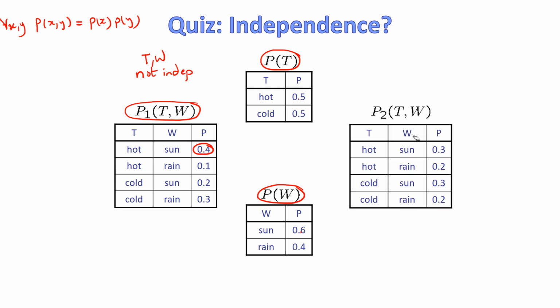Okay, now how about this distribution? This is another joint distribution. So assume that we have this joint distribution along with these two marginal distributions. So forget about this now. Now we have a new joint distribution table. Tell me whether from these three tables T and W are independent or not.